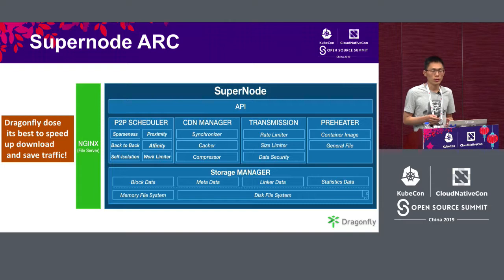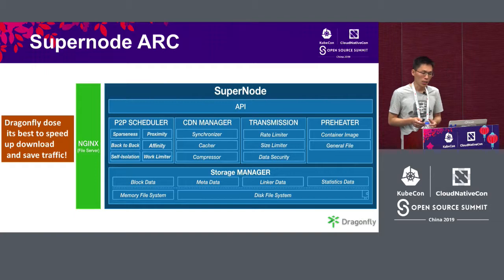Why soft? Because with soft link, we can go cross file system, so we can access different drives on the supernode. With the soft link, we can access all of the drives. And the last one is statistics data. It includes, for example, the time of distribution and also the success rate.